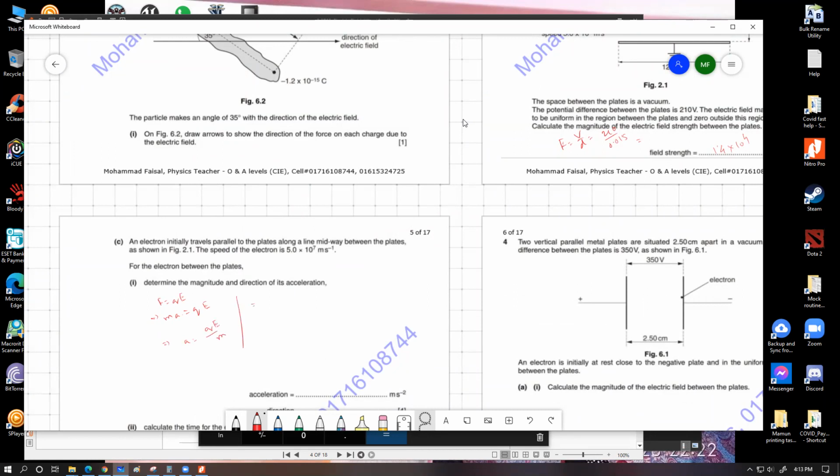So now I can try to place all these values. The charge of an electron is 1.6 into 10 to the power minus 19. The field strength was calculated to be 1.4 into 10 to the power 4. Mass of an electron is 9.1 into 10 to the power minus 31.